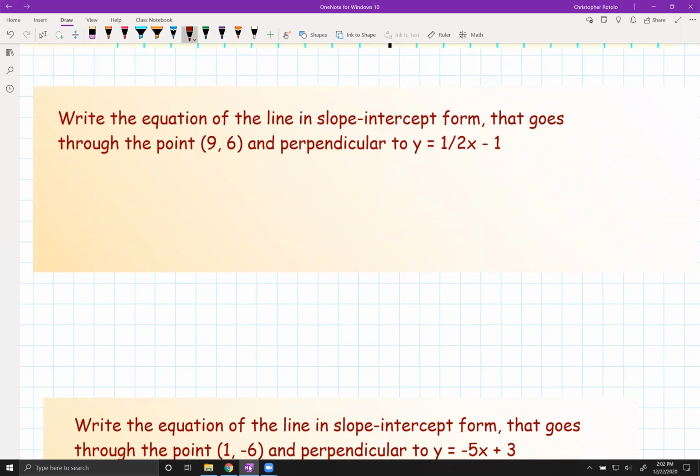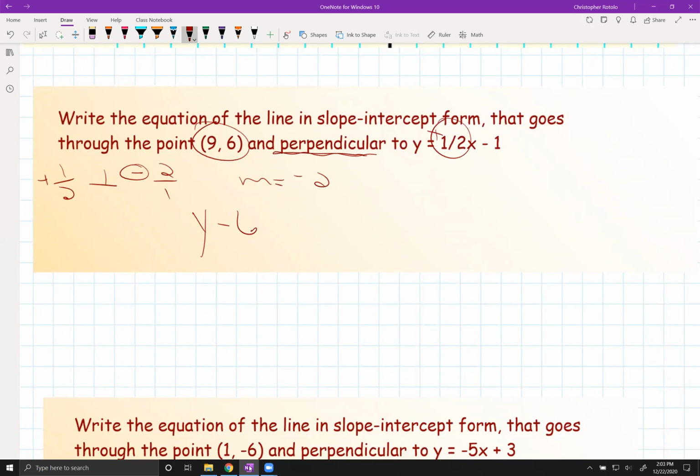Hopefully you got it. If you want, you can pause it here, fast forward, check it in the end. If you're still not sure, then hang with me here. Perpendicular to 1/2. That's positive 1/2. So 1/2 positive perpendicular is going to be negative, definitely. 2/1. So I can just use -2. And here's my x and y.